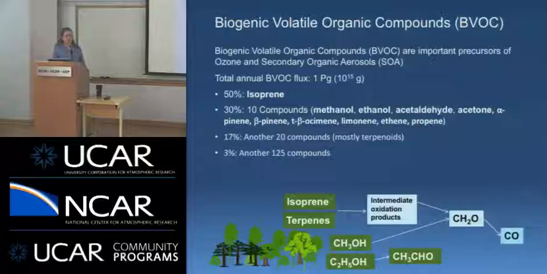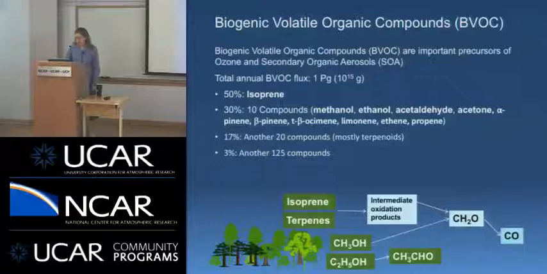There are additional oxygenated and larger compounds that account for another 30%. Alpha-pinene and beta-pinene are terpenes. They're C10 compounds that I'll also mention. And then many other compounds that are smaller contributors.